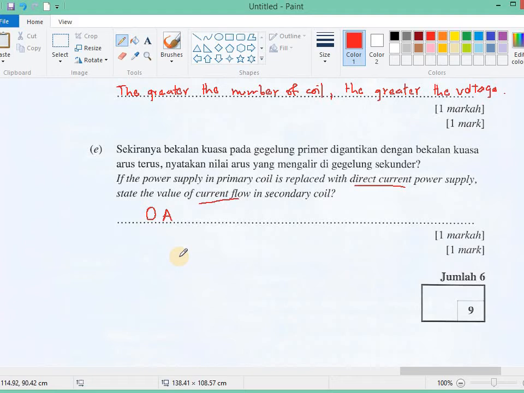So why, when replaced with direct current, will there be no current? Because a transformer can only function when supplied with alternating current. If you supply it with direct current, it cannot function. So the secondary coil will have no current if supplied with direct current.